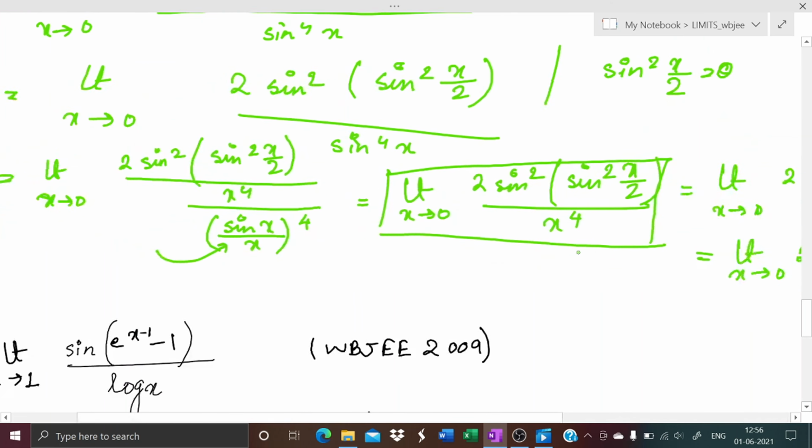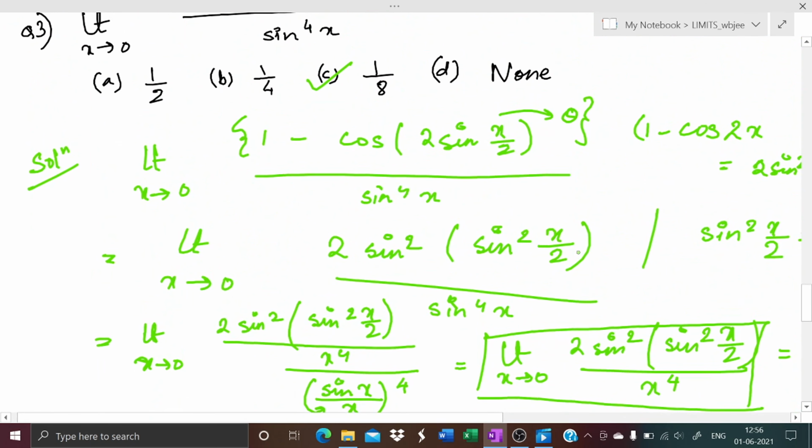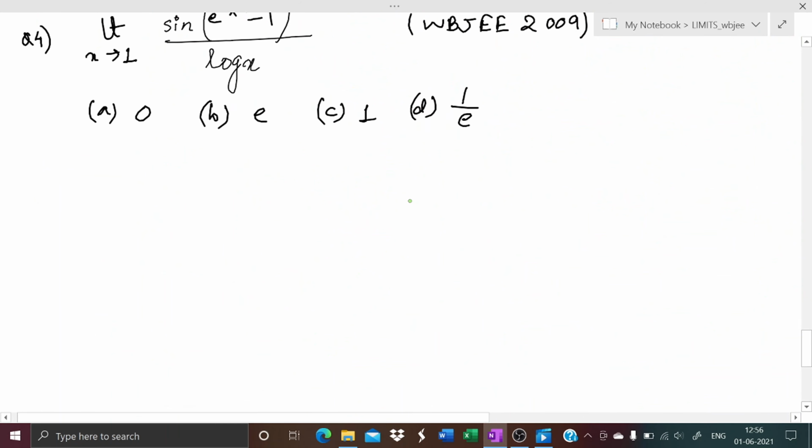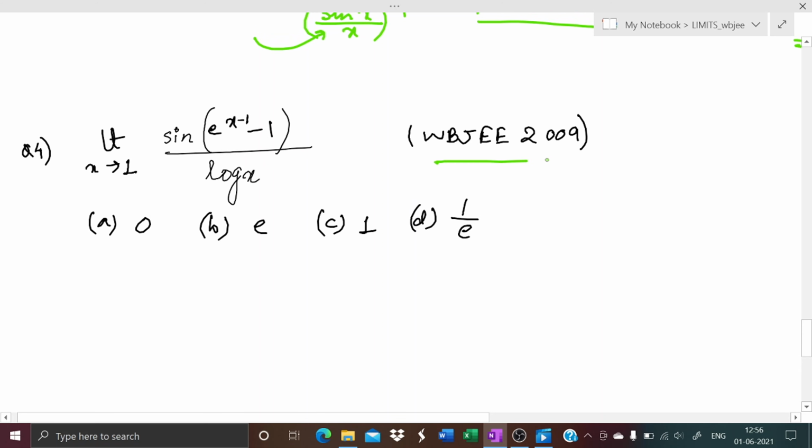Okay, this was a tricky question, and still it has less number of steps. If you would have done it by using L'Hopital's, it would have been taking more number of steps, and you have limited amount of time for WebG, so you have to always choose the shortest method. Okay, now next question is from WebG 2009.